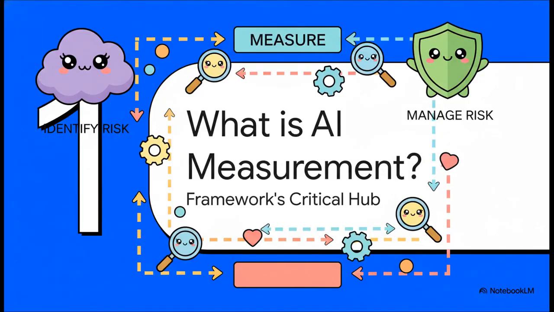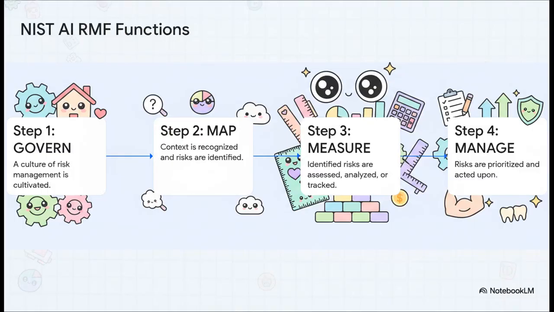So, first things first, let's figure out where measure actually lives. Because it's not just some standalone step, it's really the critical hub that connects everything, from identifying a risk all the way to managing it. The whole NIST AI RMF has four main functions. It all starts with govern, which is about setting the right culture. Then you map the context and start identifying potential risks. And right here at step 3 is measure.